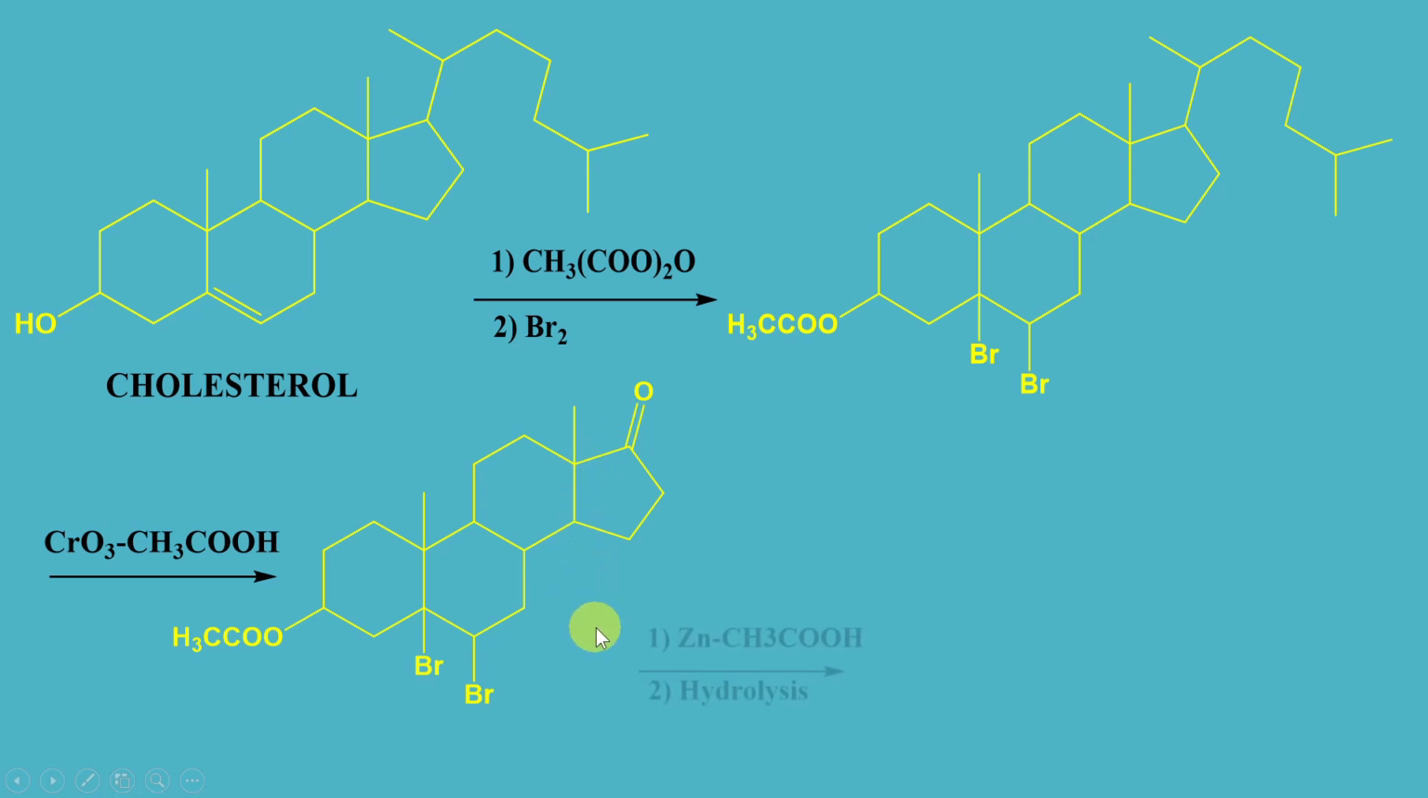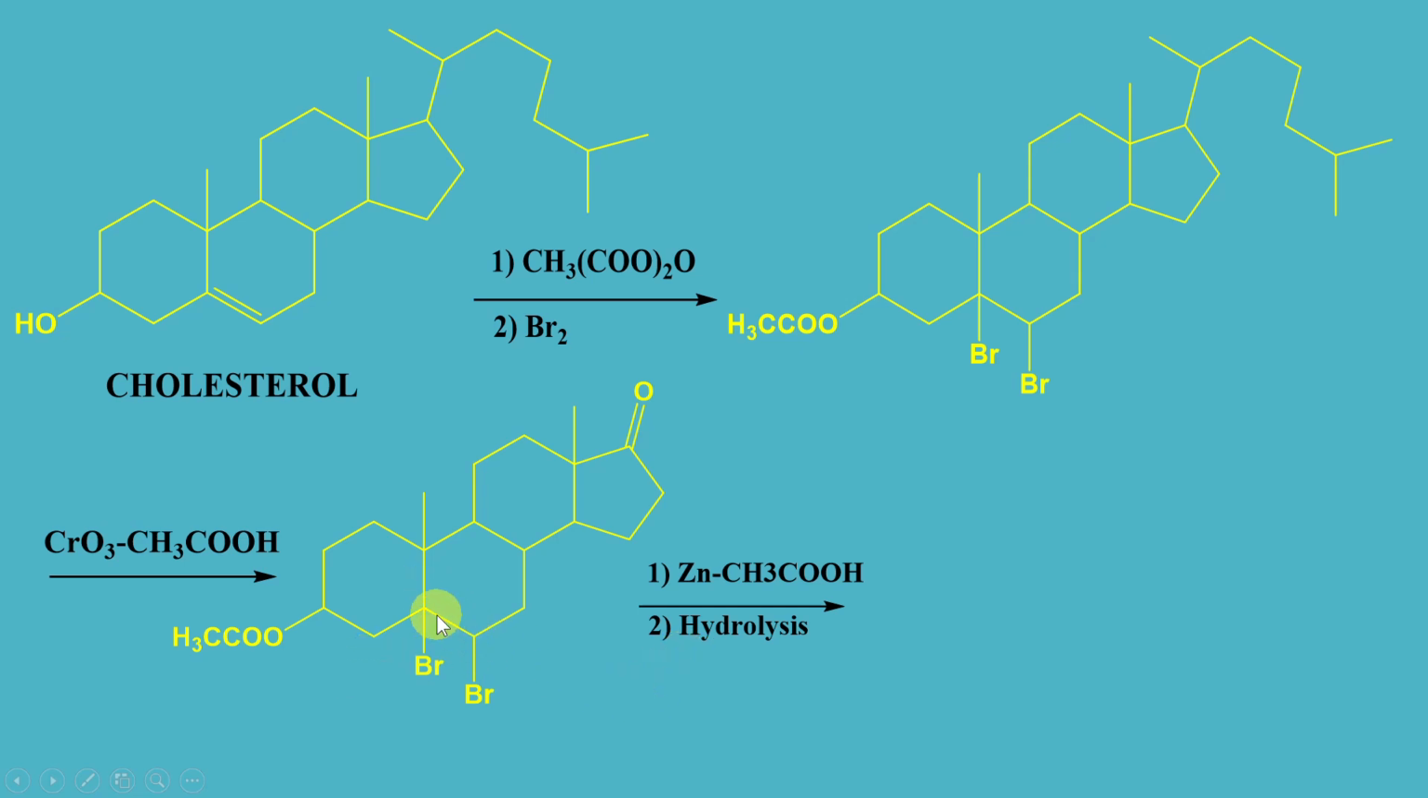And this is treated with zinc dust in acetic acid followed by hydrolysis. You can see the debromination takes place first. Zinc and acetic acid debrominate the molecule. This bromine gets eliminated to form an unsaturated molecule. Here a new carbon-carbon double bond is formed.